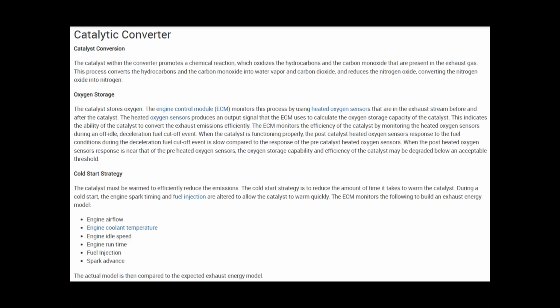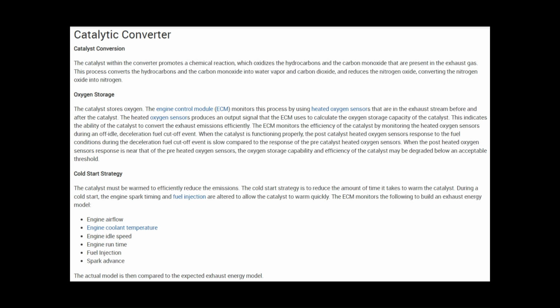So, how the catalytic converter works: within it is a chemical reaction, and this chemical reaction has two stages. One is the reduction bed, which transfers nitrogen oxide into nitrogen. And the second stage is the oxidation bed, which transfers hydrocarbons and carbon monoxide into water and carbon dioxide.